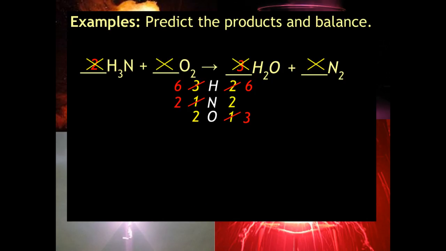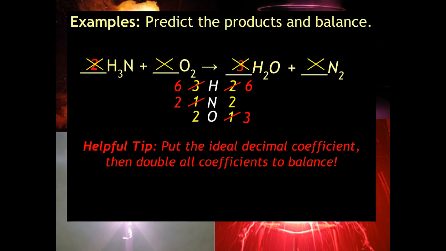Let's go ahead and update our nitrogens. Now, everything else is balanced. We have 6 and 6, and 2 and 2. Hydrogen and nitrogens are now balanced. Let's balance the oxygens. Here's a helpful tip: put the ideal decimal coefficient, then double all coefficients to balance. What does that mean? Put a decimal number here that when multiplied by 2 gives you your odd number.